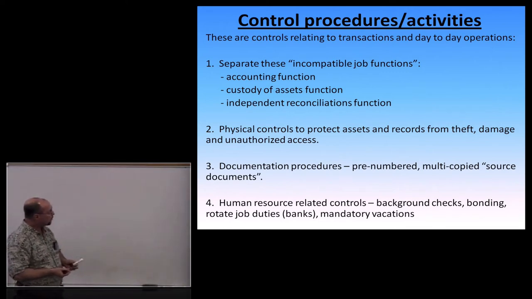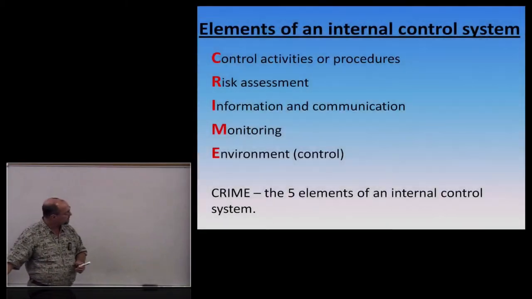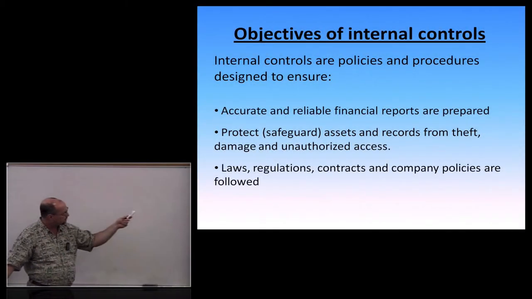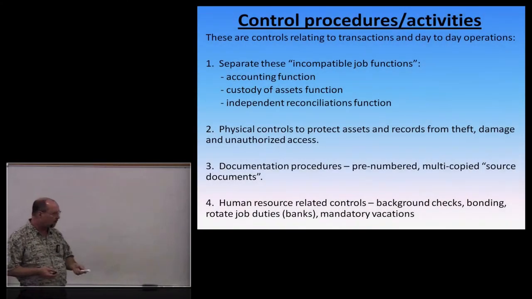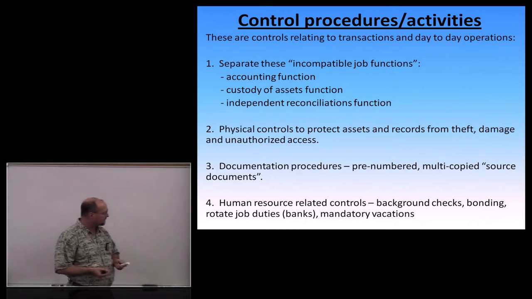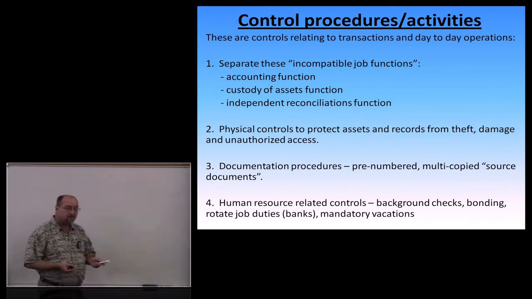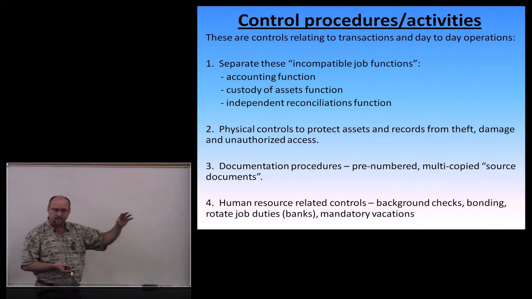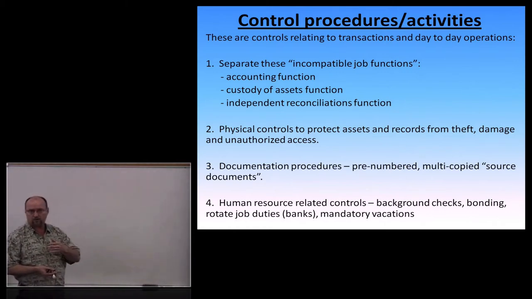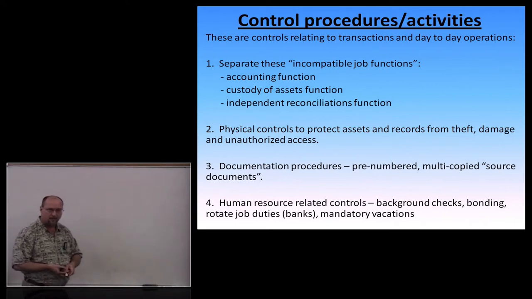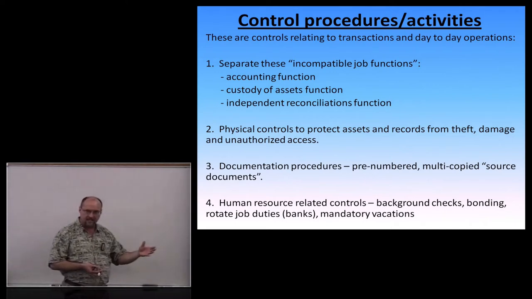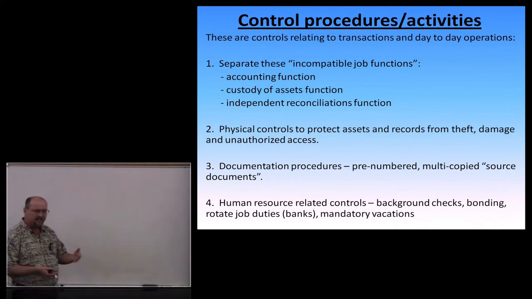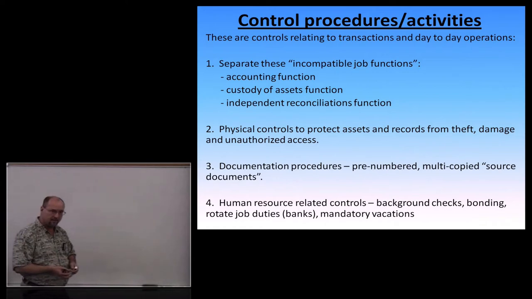Okay, well, if we go back to the previous slide just for a minute, we noticed that, two slides ago, one of our objectives was to protect assets and records from theft, damage, and unauthorized access. Well, how do we accomplish that? Well, we do that by establishing controls, physical controls to protect assets and records from theft, damage, and unauthorized access. Things as simple as putting locks on doors, locking up inventory, making sure cash is either in a safe or in the bank, locking up your records, password controls on computers. Okay? If you have perishable items, proper refrigeration so it doesn't get damaged from heat or from the sun or whatever it may be, these are all very common sense controls but are very important to a company achieving their objectives.